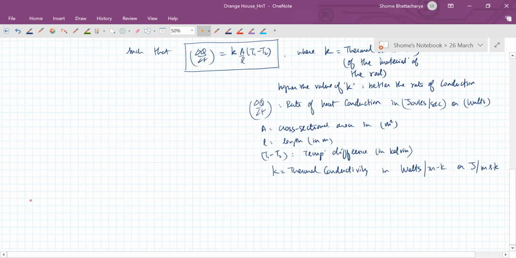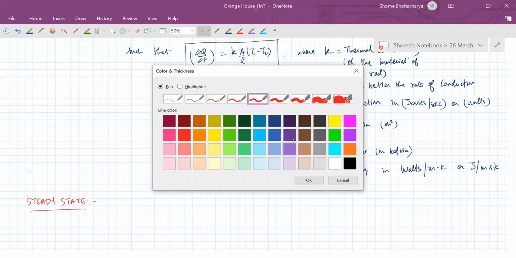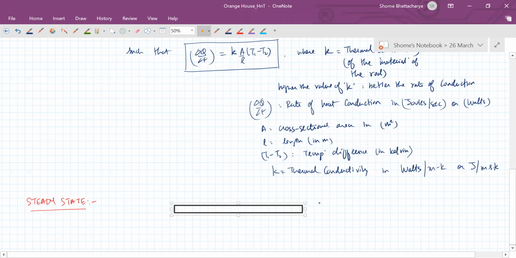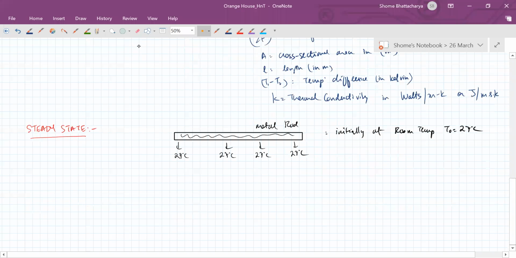Okay, so let's understand in more detail about steady state. So what happens is, initially, suppose our rod was at room temperature, a metallic rod. Initially at room temperature, 27 degrees C. So any point on the rod, all these points are at 27 degrees C. Okay. But now suppose we place the rod in that situation.